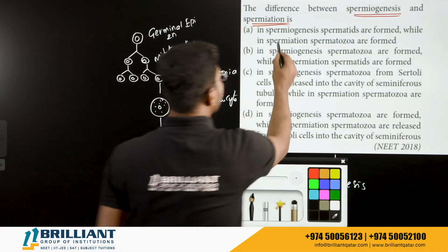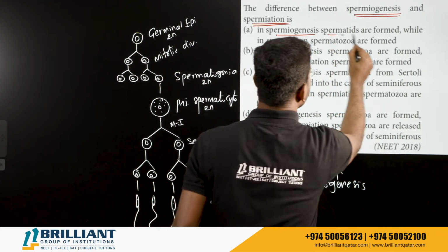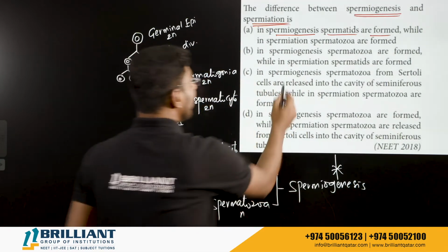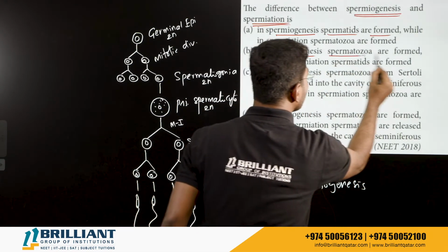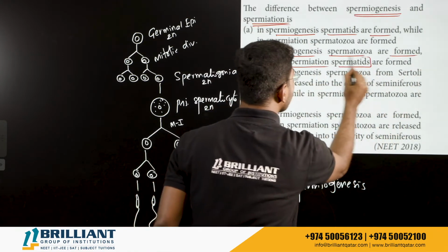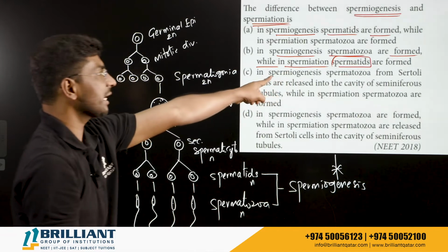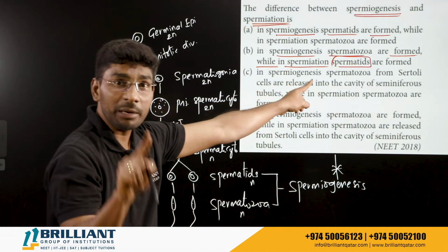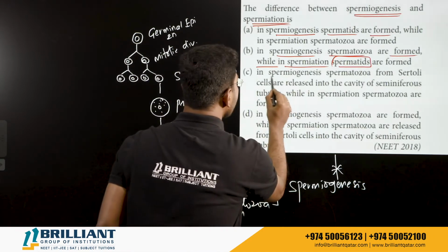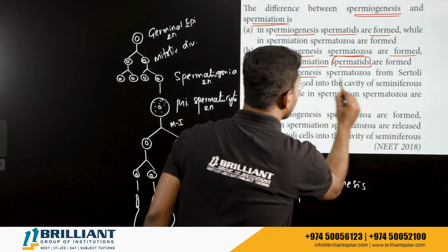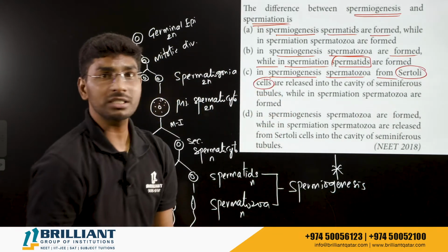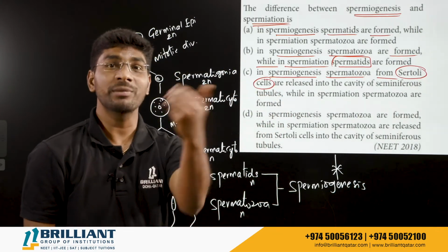First, in spermiogenesis, spermatids are formed. No, sir, it's not correct. Leave that first option. Option 2. In spermiogenesis, spermatozoa are formed, while in spermiation, spermatids are formed. First statement is correct, but second statement is not correct. Spermiation means releasing of spermatozoa. Ignore the options B, C. In spermiogenesis, spermatozoa are formed from Sertoli cells. No, sir, not Sertoli cells. They are forming from the spermatids.